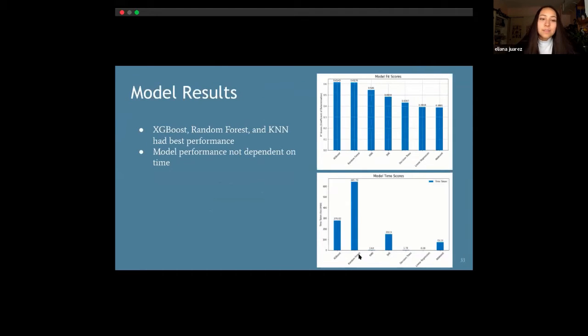So for our model results, the best models were XGBoost, Random Forest, and K-nearest neighbors. Something else notable was that the model performance was not completely dependent on the computation time that they took. So XGBoost tended to be the best option because it had the highest score as well as the relatively lower time compared to Random Forest. And also K-nearest neighbors had an extremely low time.